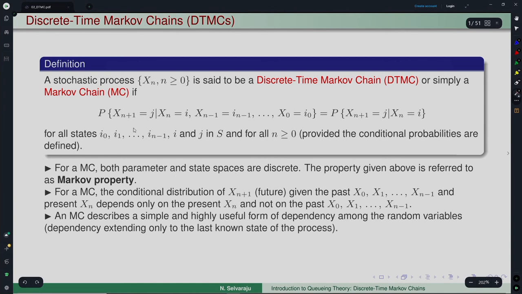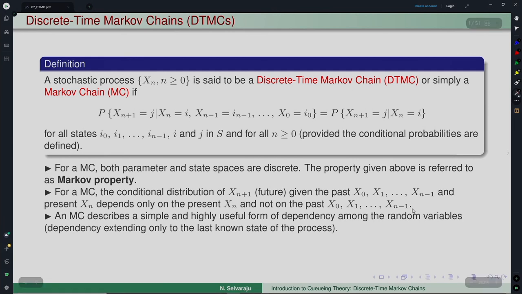So, what does that mean? This is a conditional probability, and we are requiring it for all j, all i and all states, so you are looking at all possible i, j, i n minus 1 and so on. That means, for the conditional distribution of x n plus 1, you can think of a timeline where you are standing at time n, n minus 1 is in the past and n plus 1 is in the future. The conditional distribution of x n plus 1 given the past and the present depends only on the present and not on the past.